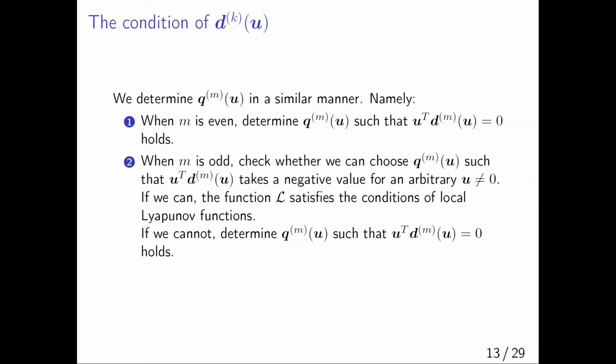On the other hand, when m is odd, check whether we can choose Qm such that U transpose Dm takes a negative value for an arbitrary non-zero u. If we can choose such a Qm, the function calligraphy L satisfies the conditions of local Lyapunov functions. If we cannot determine Qm such that U transpose Dm equals 0.